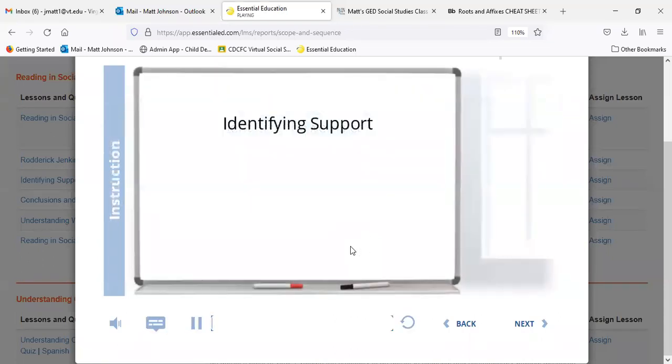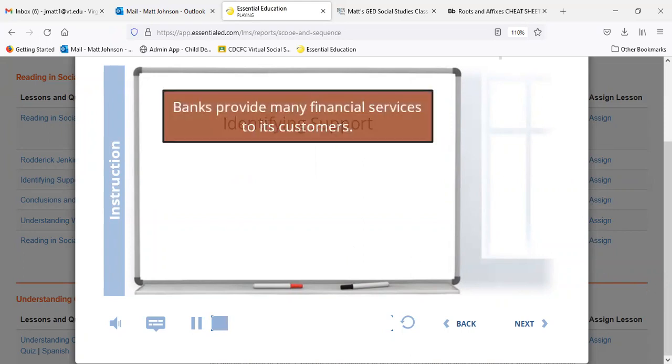Maybe. There we go. Before I dive into specifics, let's talk about what supporting details do just generally. Let's say you're reading a passage about banks. So that's the topic, banks. The statement is, banks provide many financial services. So this is a descriptive passage. The passage is telling you about the stuff that banks do.